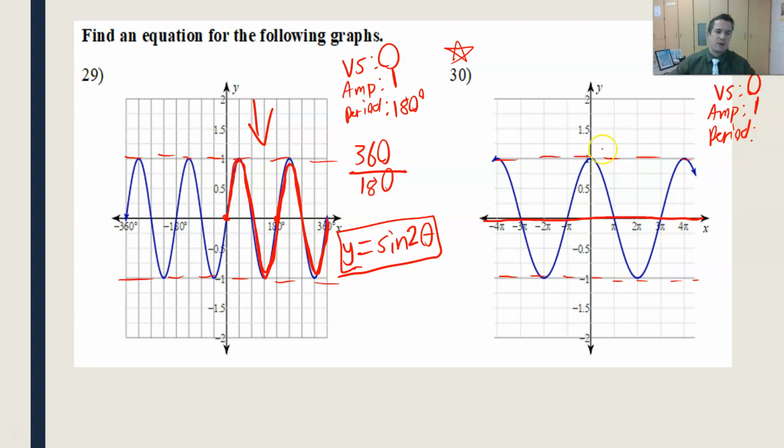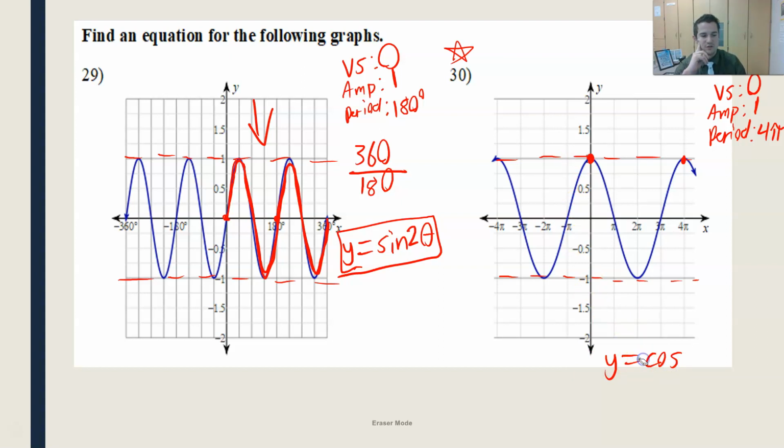So what's the period? I start at the top. I go down. I go up again to 4 pi. So my period is 4 pi. We're talking in radians here. Well, next question, is this a sine or a cosine function? Well, I start at the top of my amplitude, so this is going to be a cosine function.